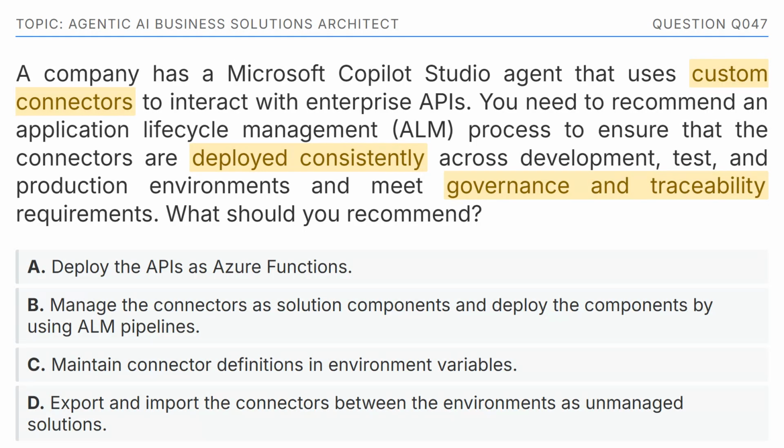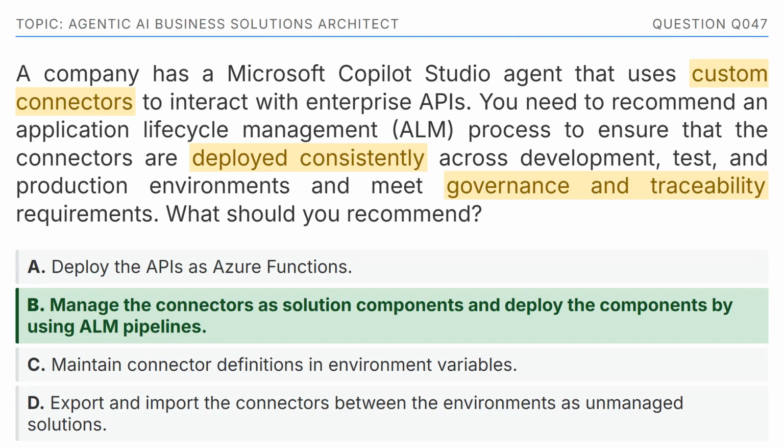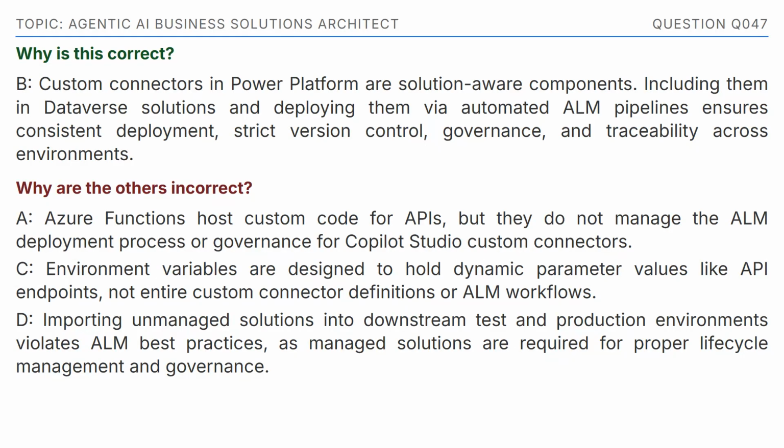To arrive at the correct answer, we focus on the keywords: ALM process, custom connectors, deployed consistently, governance and traceability. The correct answer is option B, manage the connectors as solution components and deploy the components by using ALM pipelines. Why is this correct? B. Custom connectors in Power Platform are solution-aware components. Including them in Dataverse solutions and deploying them via automated ALM pipelines ensures consistent deployment, strict version control, governance, and traceability across environments.